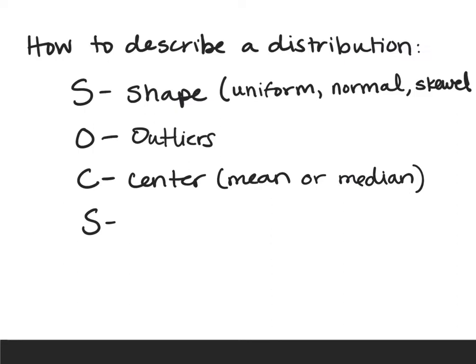And then finally, we have spread. So this is going to be our standard deviation, or possibly interquartile range. Of course, with what we're doing in this chapter, we are definitely looking at the mean and the standard deviation. But that's our way to describe any distribution or any data set.